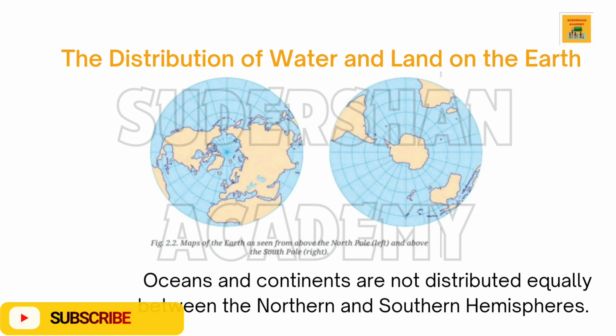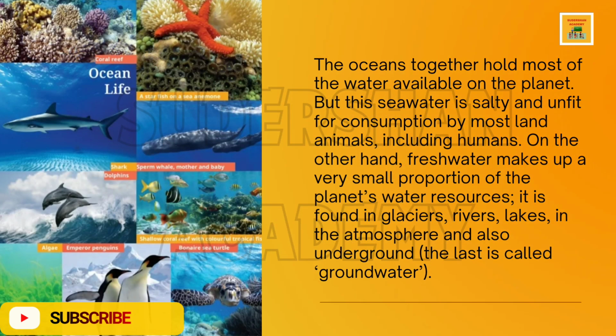The distribution of water and land on the Earth. Oceans and continents are not distributed equally between the northern and southern hemispheres. The oceans together hold most of the water available on the planet. But this seawater is salty and unfit for consumption by most land animals, including humans.